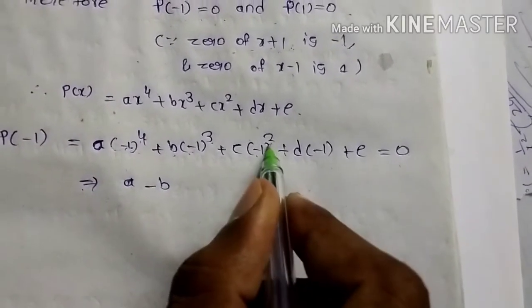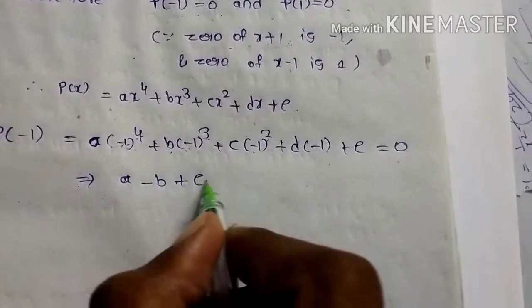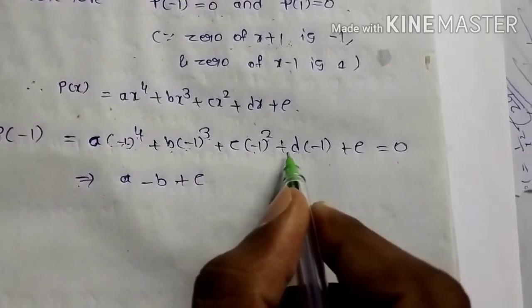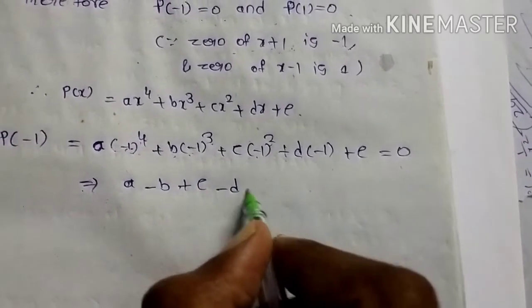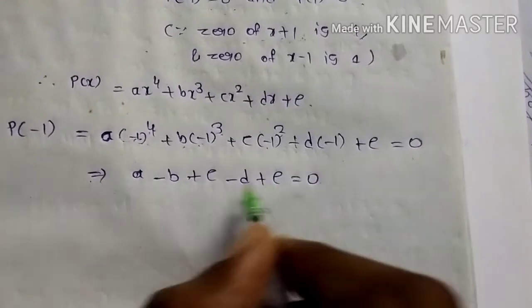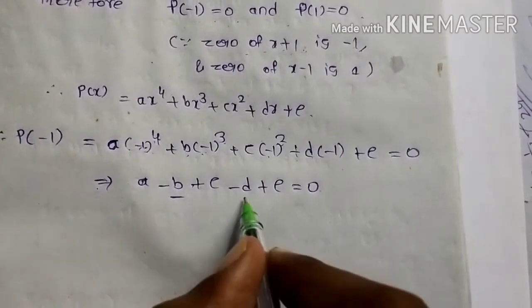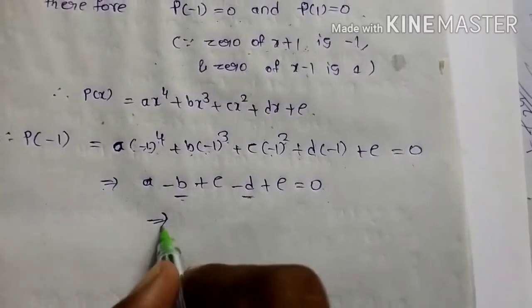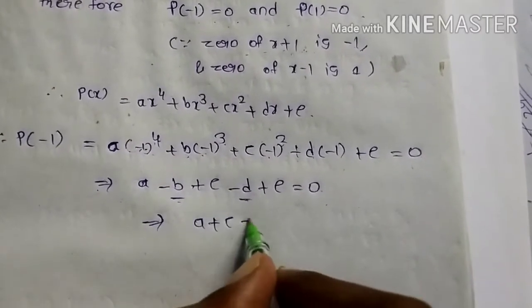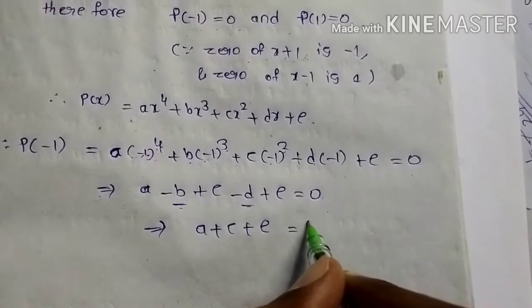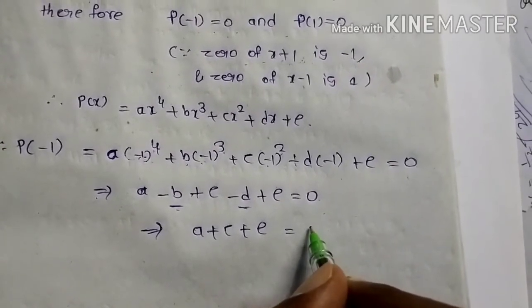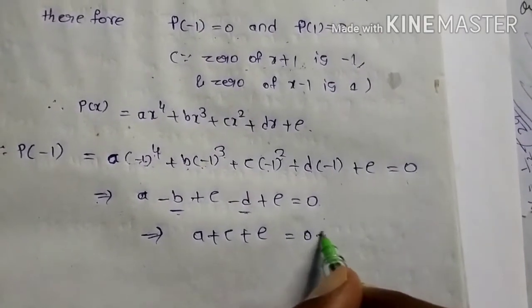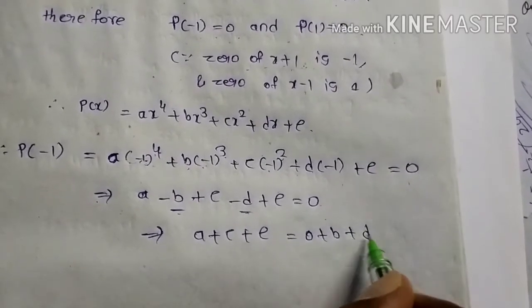Here minus 1 whole square is plus 1 only. That means I am writing here c. Here minus 1 into d. That means you will get a minus b plus c minus d plus e is equal to 0. Now you can transpose minus b and minus d to RHS. Why? Because these two are negative terms. So can I write here a plus c plus e is equal to, can I write 0 plus b plus d or not? Yes or no? That means can I write here 0 plus b plus d.